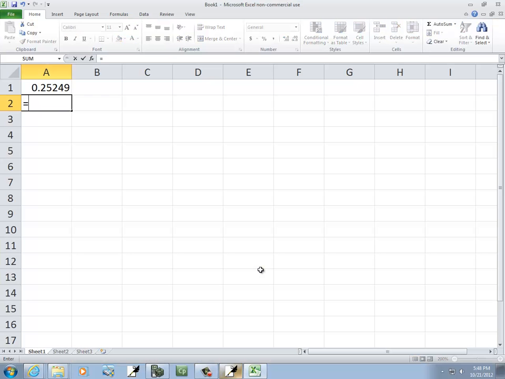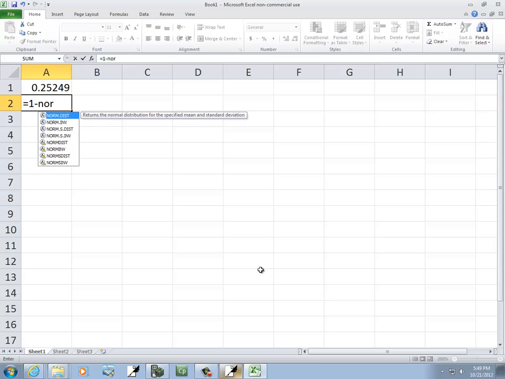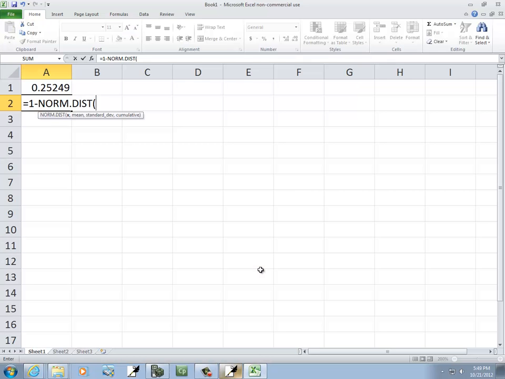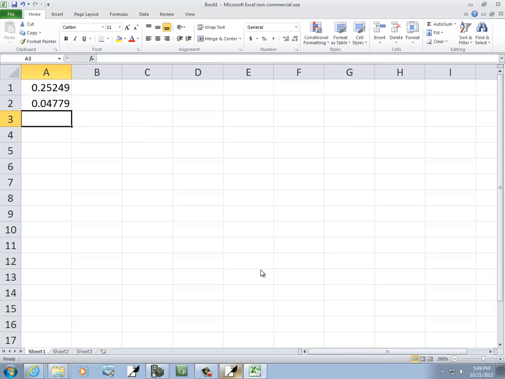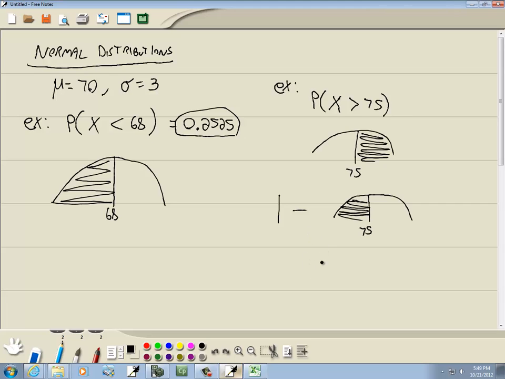So this will be equals 1 minus norm dist, and then 75, comma, our mean, which is 70, comma, our standard deviation, which is 3, and then true for cumulative. And that'll give us 0.0478 as our answer. Now, it's always the same. Whenever you have a greater than case, it's always 1 minus and then the area to the left, like that. So there's no doubt if you're wondering if the numbers are different and so forth.